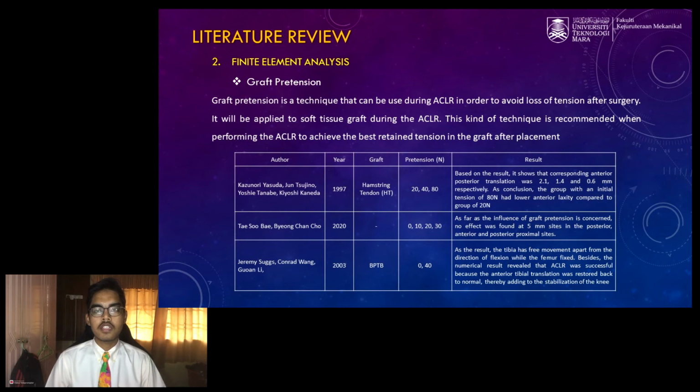Newton, and the result said that as far as the influence of graft pretension is concerned, no effect was found at 5 mm side in the posterior, anterior and posterior proximal sides. Last but not least, the last study researched BPTB graft with 0 and 40 Newton. As the result, the tibia has free movement apart from the direction of flexion while the femur is fixed. Besides, the numerical result revealed that ACLR was successful because the anterior tibial translation was restored back to normal, thereby adding to the stabilization of the knee.